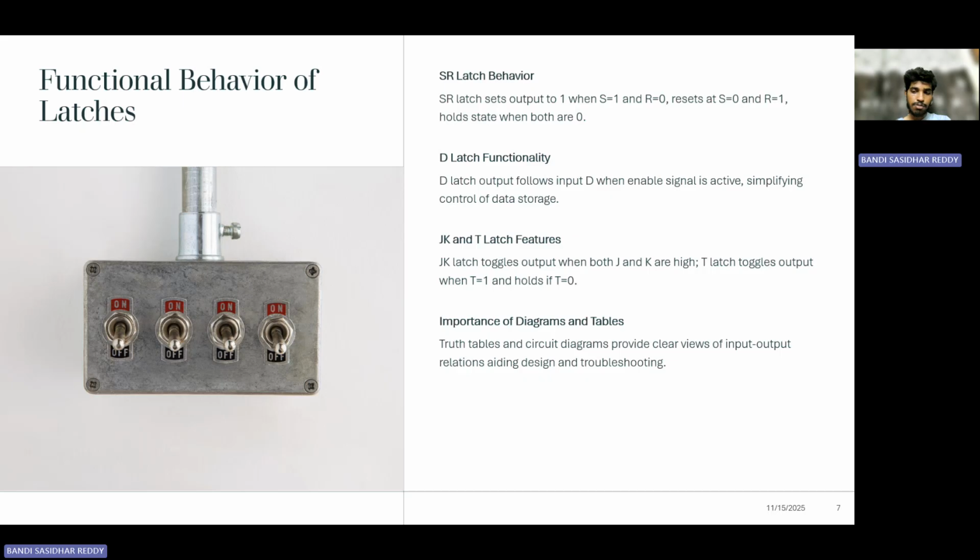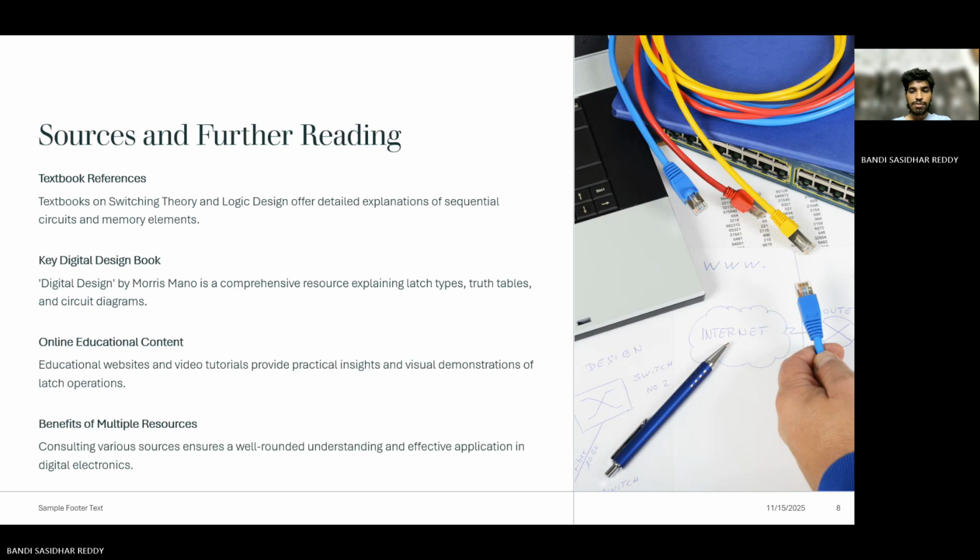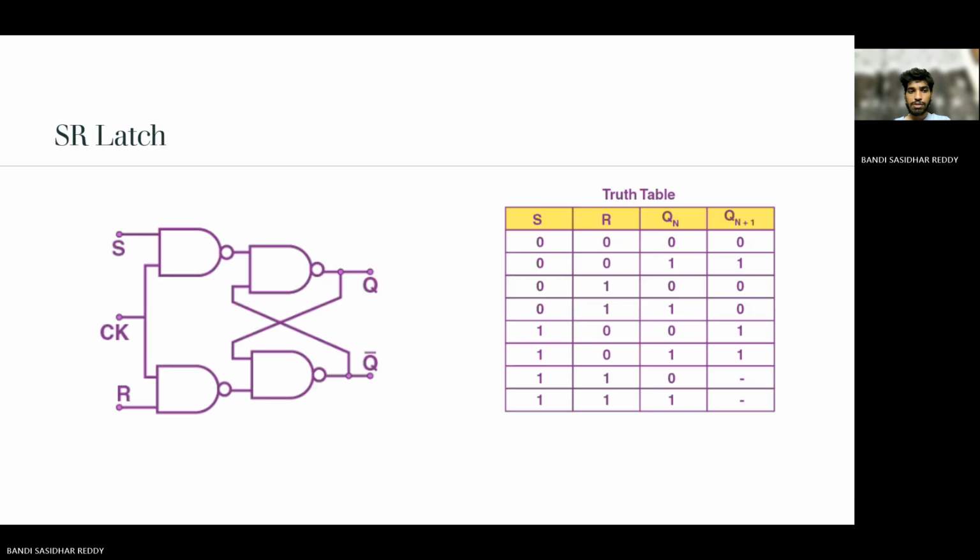Mastery of truth tables and circuit diagrams is crucial for implementing and troubleshooting latch-based circuits. Here we can see the SR latch.